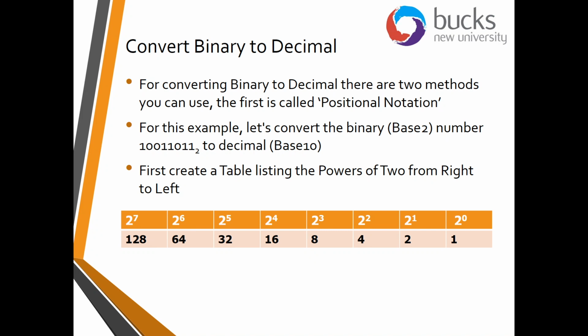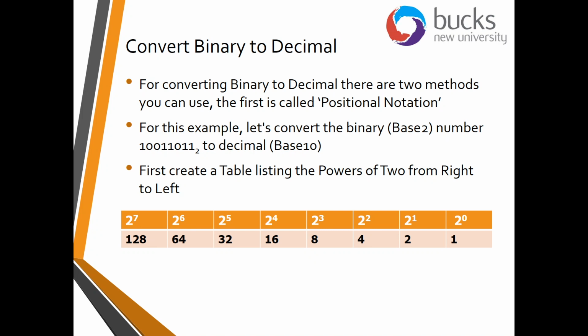To help us do this, we first need to create a table listing the powers of 2 from right to left. And it is useful when you are doing the conversion from binary to decimal that you do this as well. And you put the binary digits under the appropriate column for where they sit. Because by working out the powers of 2 from right to left, you are then just going to simply add them together where there's a 1.